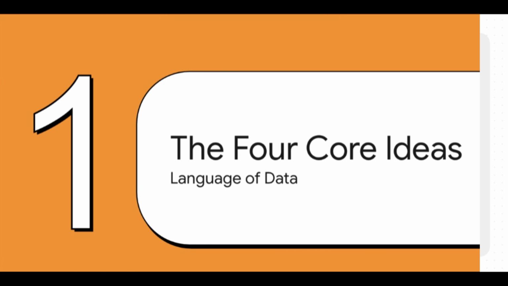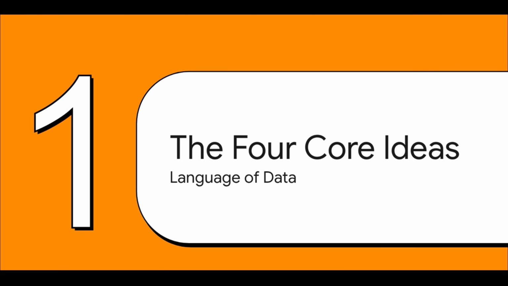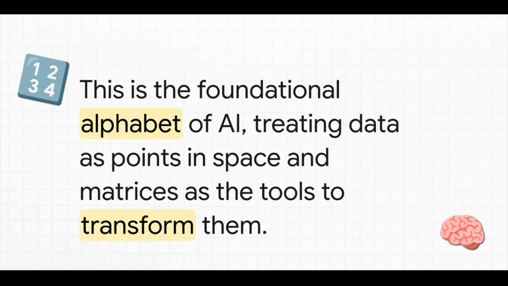And here's the best part. Almost all of modern AI just boils down to four core mathematical ideas. That's it, just four. And the best way to understand them is to stop thinking about them as formulas and to start seeing them as pictures. So let's do that.